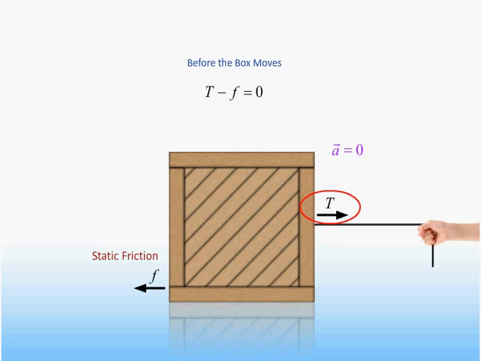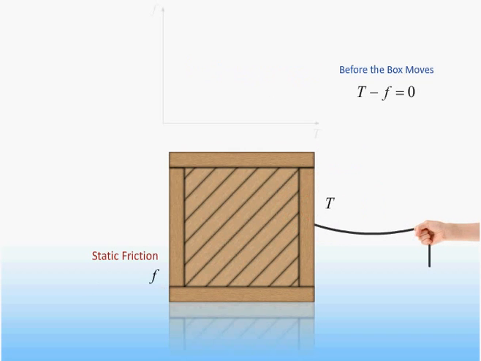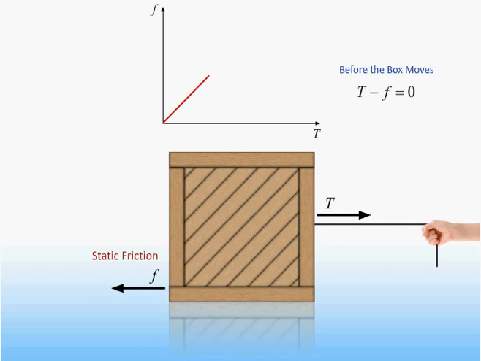The magnitude of the tension force reflects how hard we pull. The harder we pull, the bigger the tension gets, and therefore, the bigger the frictional force becomes. This dependence of the frictional force on the tension is demonstrated in the plot. There is a limit to the force that friction can provide, though, and eventually we are able to move the box just by pulling harder.